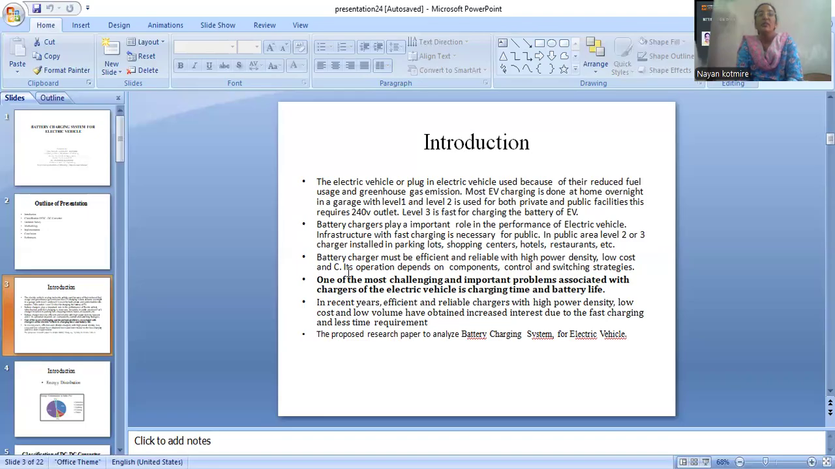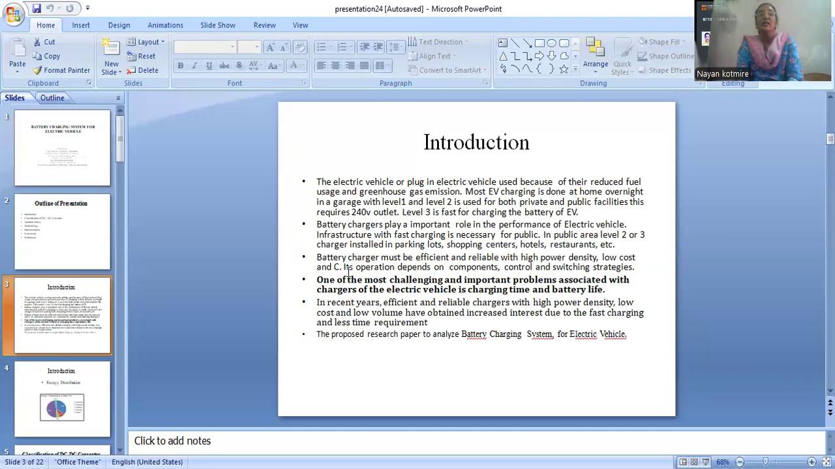Three levels are used for charging the battery of electric vehicles: level 1, level 2, and level 3. Level 1 and level 2 are used for private and public facilities, and level 3 is used for fast charging in public stations. Level 1 and level 2 are installed in parking lots, shopping centers, hotels, and restaurants, and level 3 is used in public charging stations.